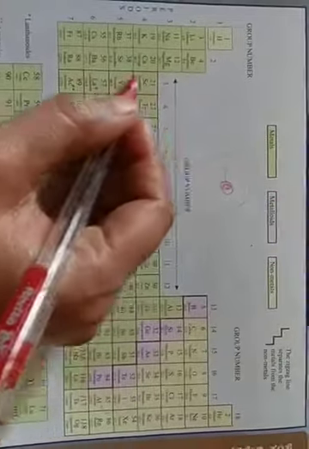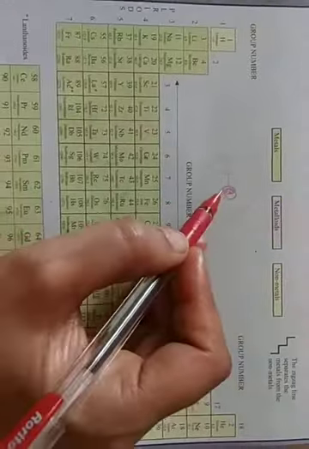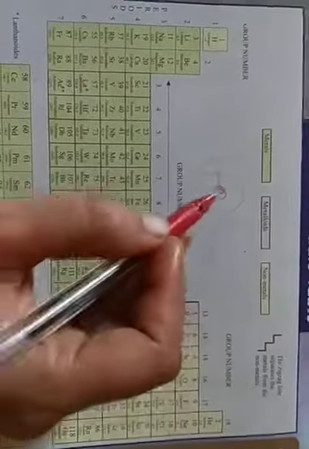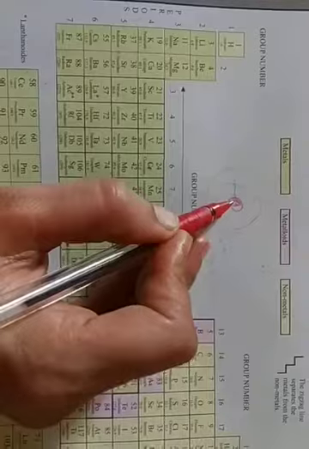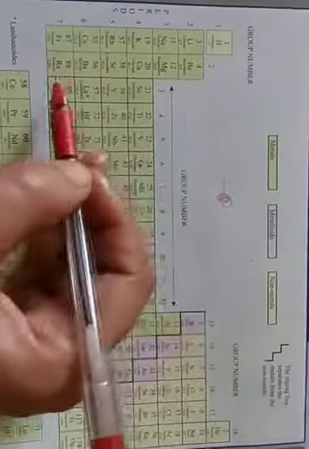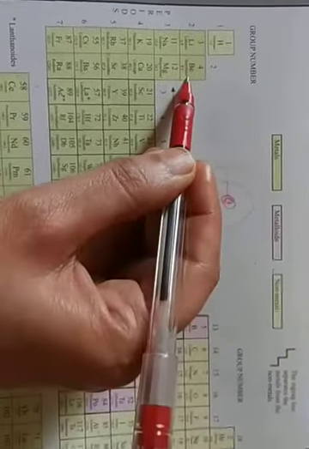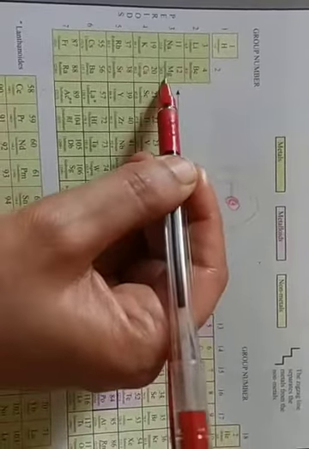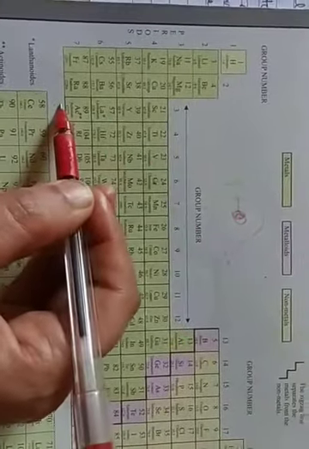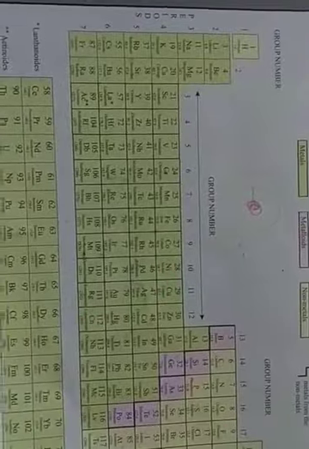But on going top to bottom, the number of shells increases, so there is more distance between the nucleus and the outermost shell, so atomic size will increase on going top to bottom. In this way, on going top to bottom, atomic size increases.